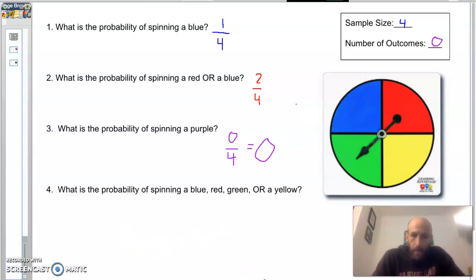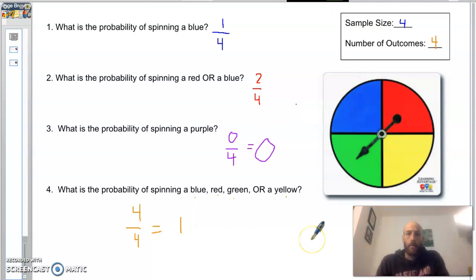Okay, last question. What is the probability of spinning a blue, red, green, or yellow? So there's 4 things that I'm looking for. Blue, red, green, or a yellow. Well, that's 4 outcomes that I'm looking for. Right? Blue, red, green, or yellow. That's 4. So what is the probability? Well, that is 4 out of 4. And we know that 4 out of 4 is equal to 1.